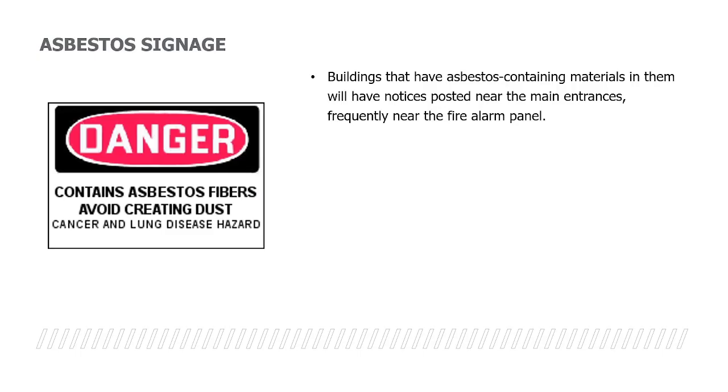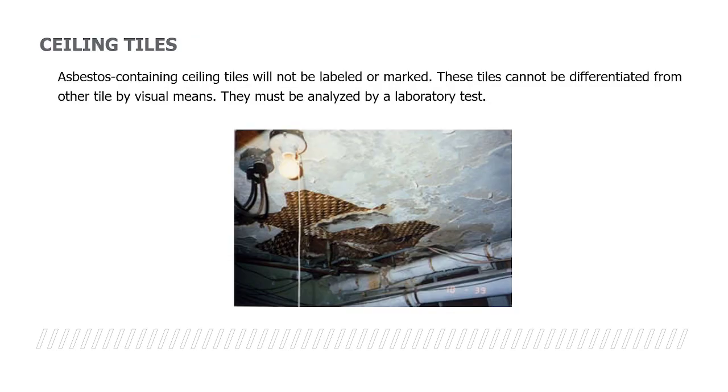Here's what asbestos signage is going to look like. And buildings that have asbestos-containing materials will have these signs posted near the main entrances, and this is typically going to be right where the fire alarm panel is. So asbestos-containing ceiling tiles are not going to be labeled or marked, and you're not going to be able to tell visually that they contain asbestos or not, so these have to be analyzed by a laboratory test.